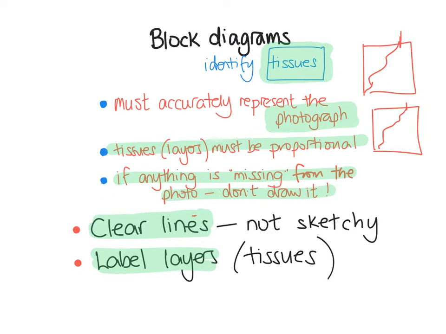So it has to be drawn in proportion, so your tissue layers must be relative to what you see. Don't just draw a textbook diagram. Not everything will be in your photograph, so if anything's missing, don't add it in. Clear lines, not sketches, and good labels. And it should be possible to get full marks in this kind of diagram. But the key thing is you have to have learnt textbook diagrams before you can make sense of the photograph or the real sample sitting in front of you. Okay, bye.